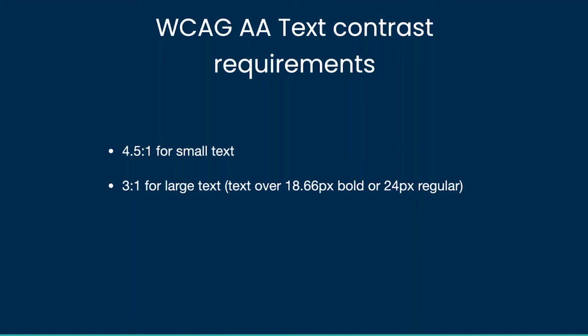It gets a bit complicated with the large text and small text, because they explain it in points, which you then have to convert to pixels or something that's a bit more obvious. So basically, large text is text that's over 18.66 pixels and bold, or text that's 24 pixels in regular weight font. That's classified as large text. Everything under that is small text.